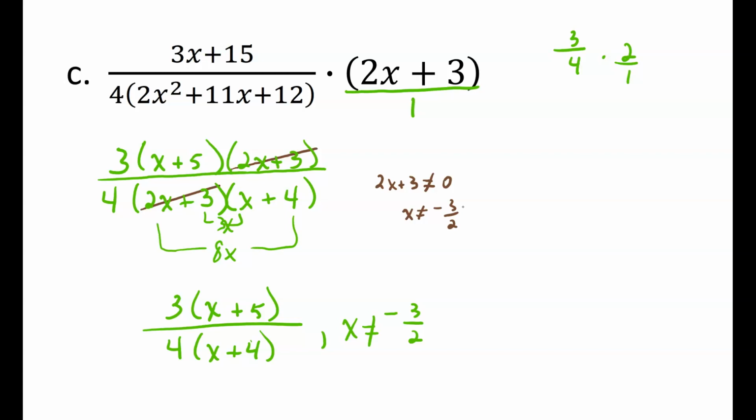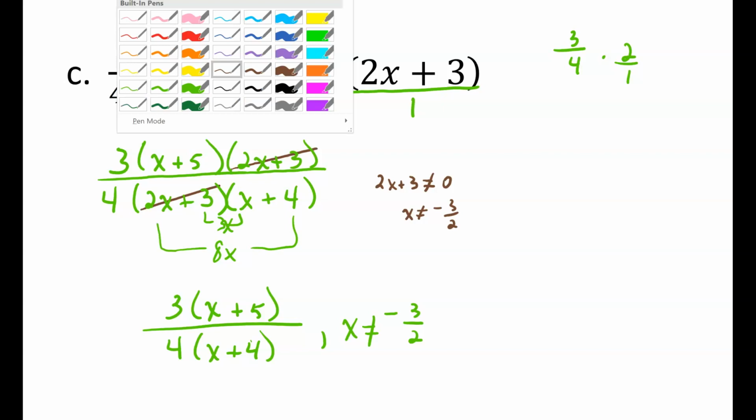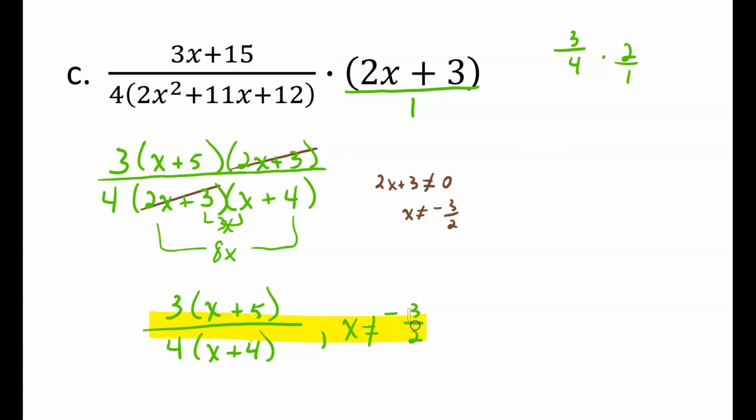How did you get negative 3/2 from that, though? I just did this part here. But 2x plus 3 was on the top. Well, remember when we factored this, it was also on the bottom. And that's what we're going off of. What about at the beginning? Oh, okay, because it's the factored form.